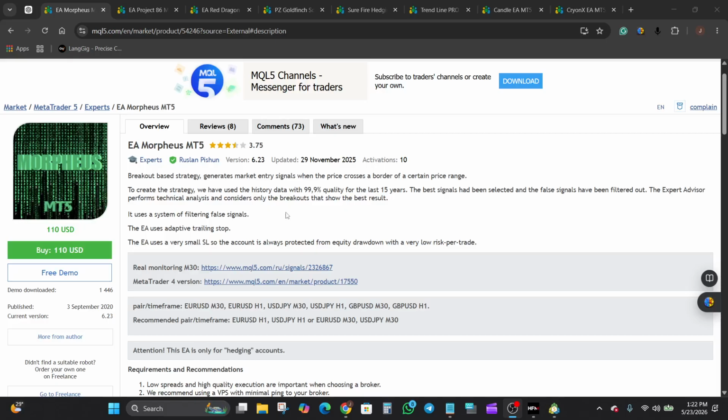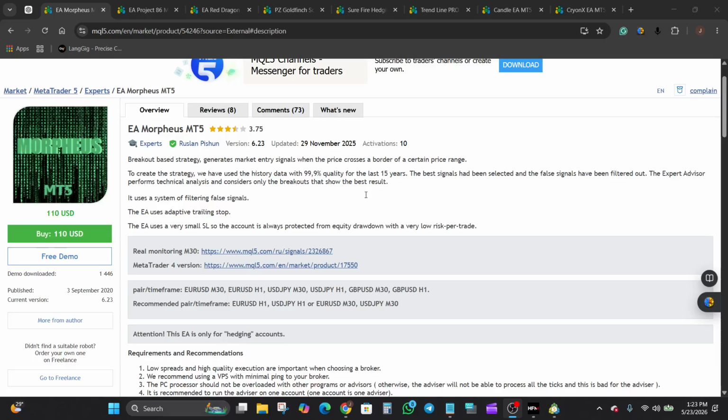Meanwhile, looking at the marketplace page, the EA is developed by Ruslan Pishon and it is currently priced at 110 US dollars with version 6.23, last updated on 29 November 2025. It also shows 10 activations, which basically tells us how many times the product can be installed.